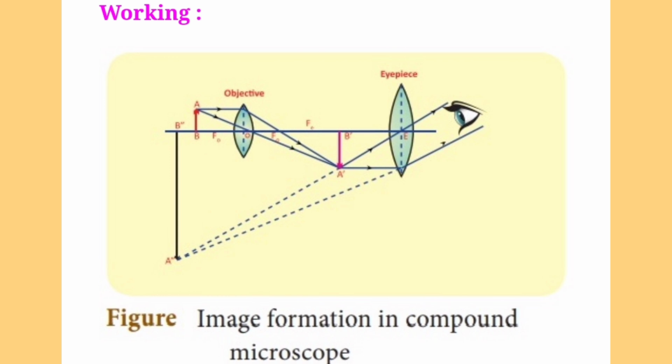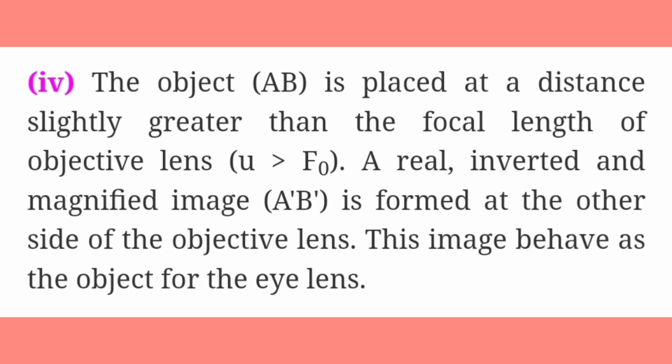The image formation in a compound microscope. Fourth point, the object AB is placed at a distance slightly greater than the focal length of the objective lens, u greater than fo. A real, inverted and magnified image A'B' is formed at the other side of the objective lens. The image behaves as the object for the eye lens.